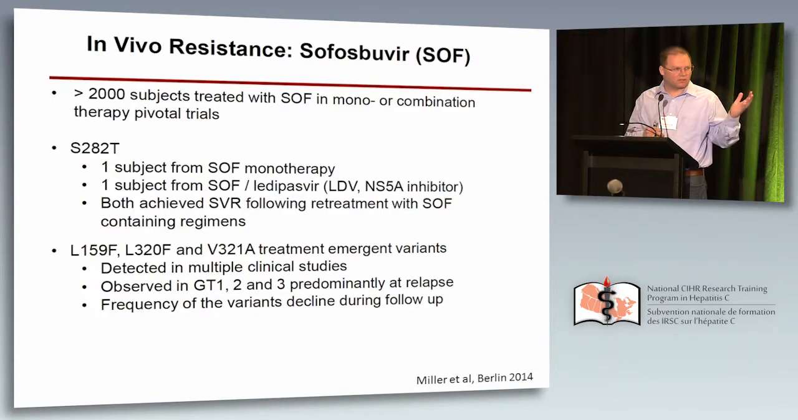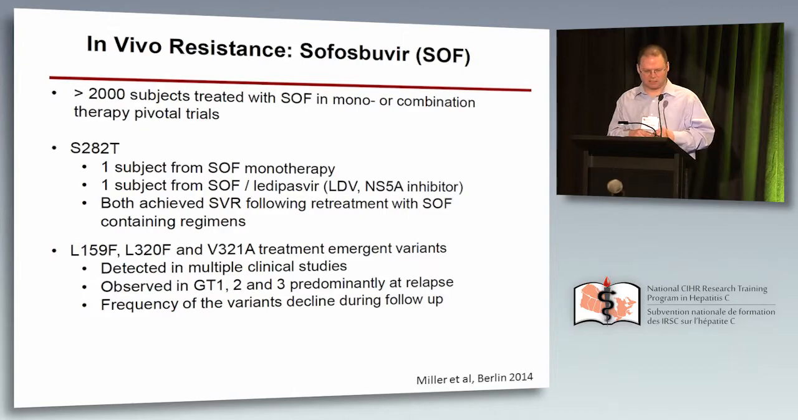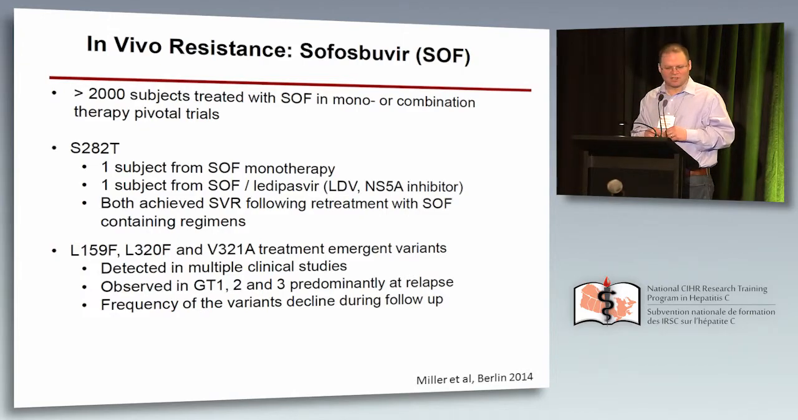The S282T mutation is an example of a mutation that is difficult to select for, and there are indeed just very few examples in the clinic where this mutation shows up. This was presented by Mike Miller at last year's HIV/hepatitis C drug resistance meeting in Berlin. There is one subject on sofosbuvir monotherapy and one subject on sofosbuvir NS5A inhibitor dual therapy.